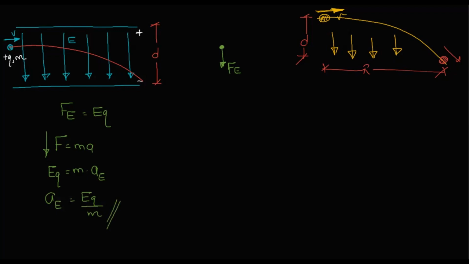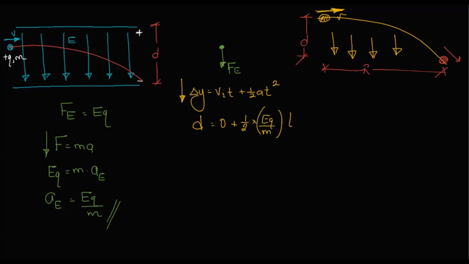So this is coming down a distance d, and if I have projected with a horizontal velocity, then I can apply delta y equals v_i t plus half a t squared in the downwards direction. The distance that it is going to move, or the displacement, is going to be d, and the initial velocity in the vertical direction is 0 because I'm projecting in the horizontal direction, plus half, the acceleration is EQ over m.